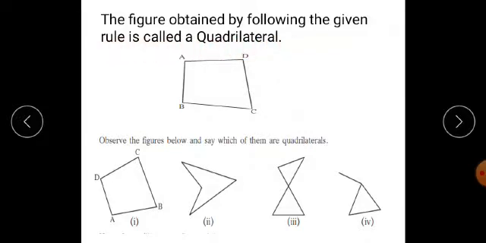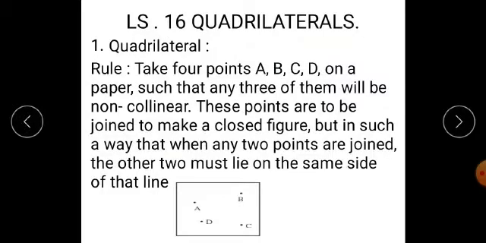Now, students, see here. Here I have taken 4 points on a paper. Out of these, if you select any 3 points A, B, C, they are non-collinear. A, D, C, they are non-collinear. Or D, A, B, they are non-collinear. Or D, C, B, they are non-collinear.